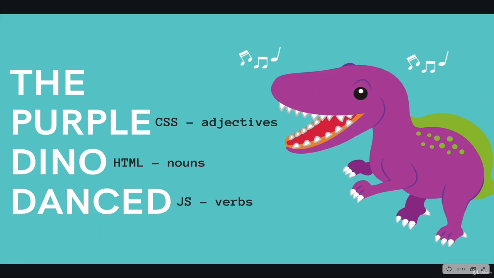So we're moving on to adjectives, to CSS, which describe those nouns: the purple dinosaur or the purple button, the large button, the small button, the rounded button. CSS allows us to style and manipulate the, for the most part, visual representation of our HTML content on the page. But we still have to have that HTML there first, which is why we began with HTML.